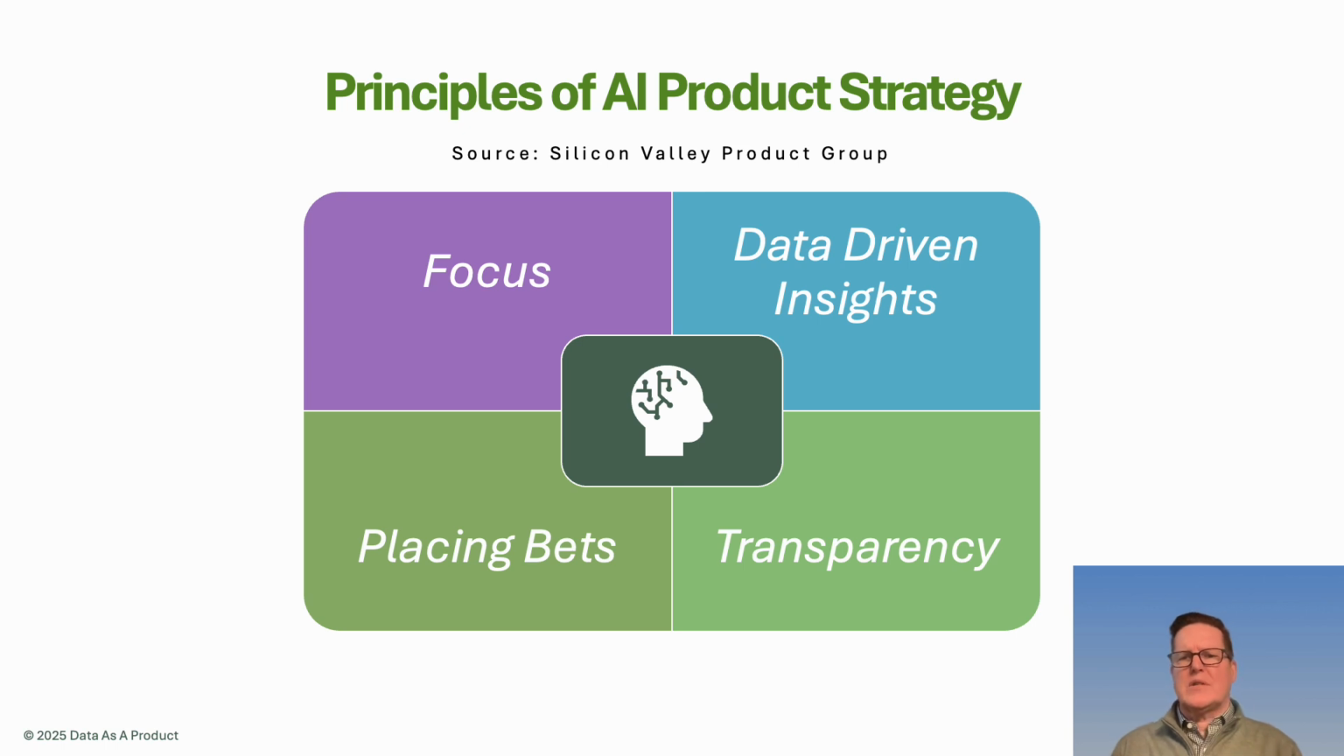Now, these are just a few examples that show how the principles of product strategy guide AI product teams in solving the right problems, leveraging data effectively, and balancing innovation with risk. By applying these principles consistently across your planning and your strategy, you will ensure that your AI products not only meet your users' needs, but also deliver measurable value to your business.